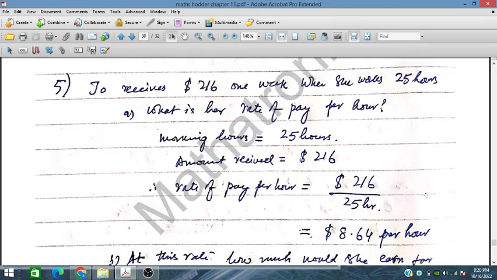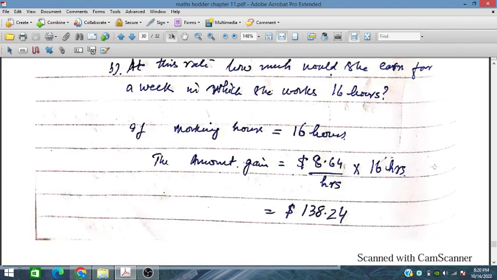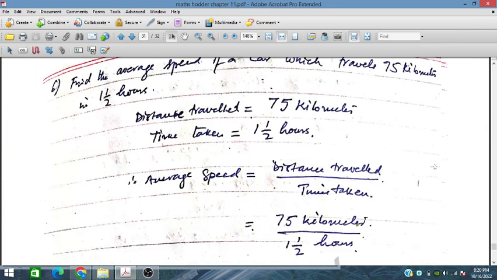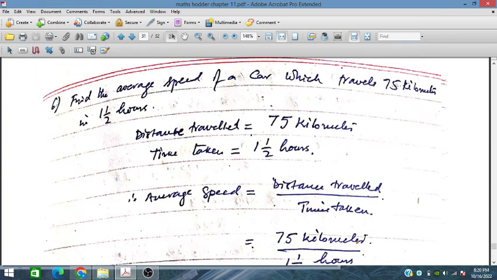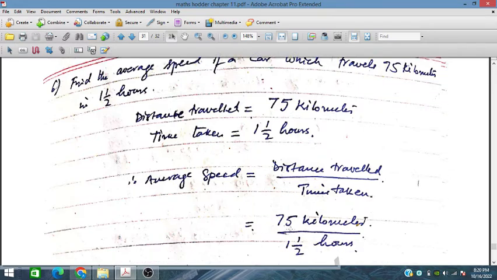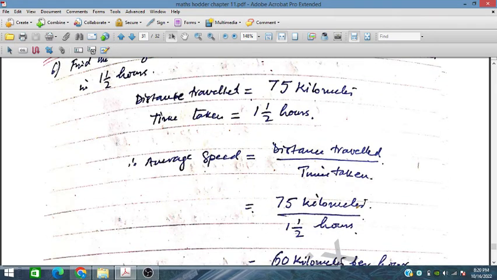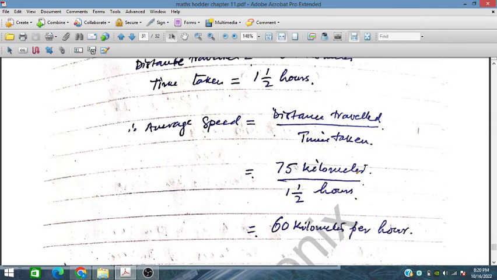To review, find the average speed of a car which travels 75 kilometers in 1.5 hours. So the distance traveled is 75 kilometers. The time taken is 1.5 hours. So average speed is equal to distance traveled divided by time taken, 75 kilometers over 1.5 hours. So 75 divided by 1.5 is equal to 60 kilometers per hour.